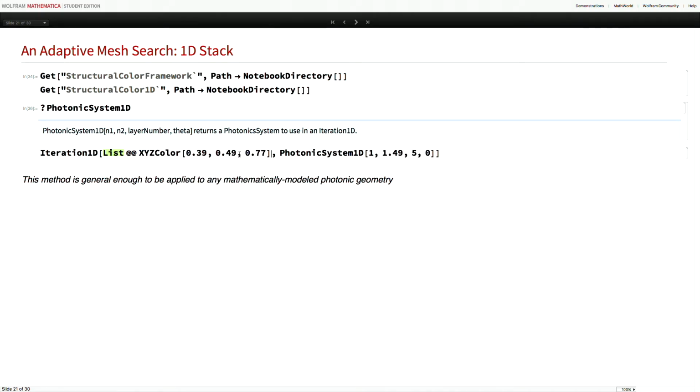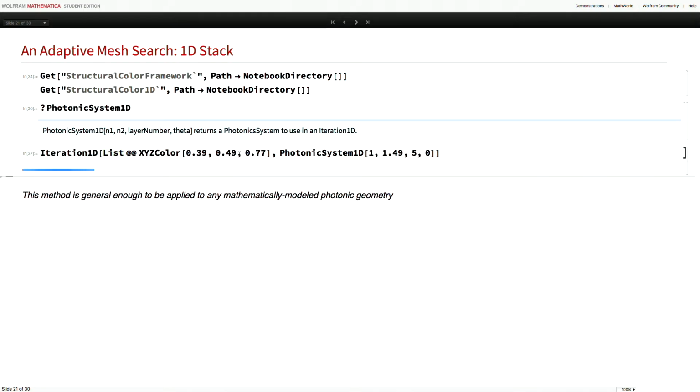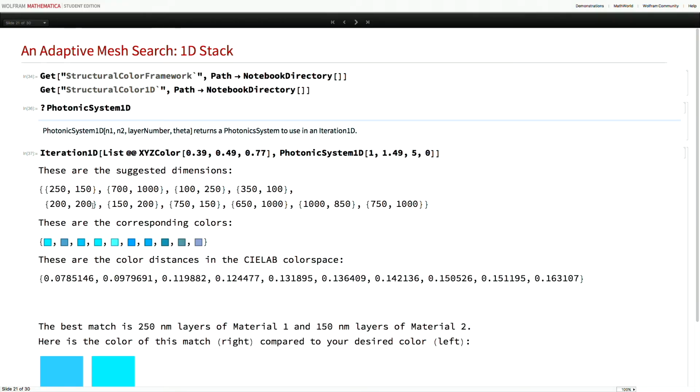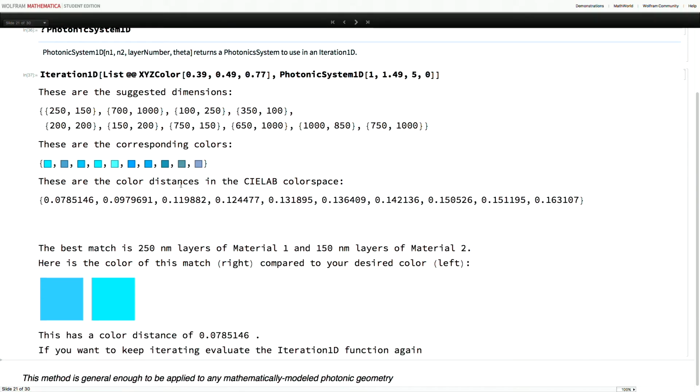And now we're going to try to match it using a one-dimensional photonic crystal. And so this iteration is going to first spit out the dimensions that give the best results. And so I see that if I have layers of 250 nanometers and then 150 nanometers, this is going to be one of the best results in terms of matching this color. I see the colors of each of these suggested dimensions, the color distances, and then finally, a visual representation of the two colors side by side.